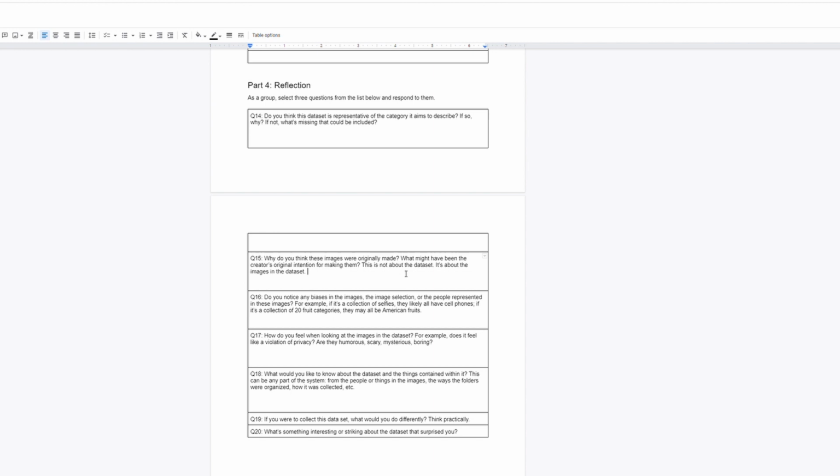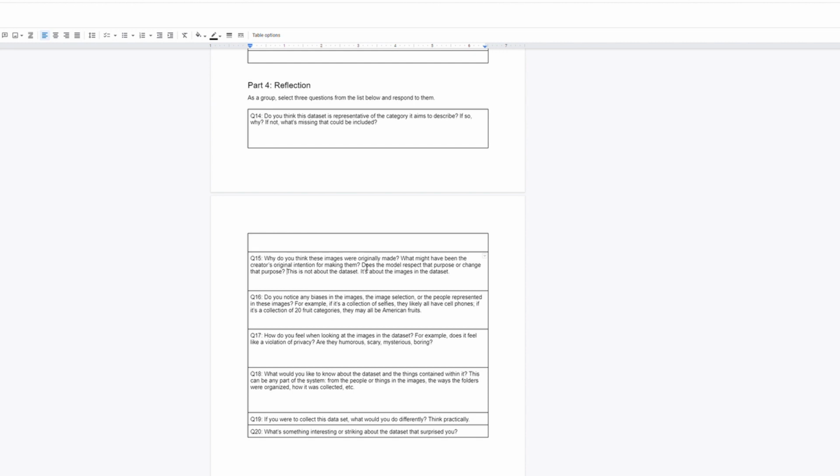And I want you to think about why you think they were originally made and what might have been the original intent for making them. And you can think about what using them in an image model like these would do to that purpose, right? Does it respect that purpose? Does it disrespect that purpose? I'll actually put that in. Does the model respect that purpose or change that purpose?